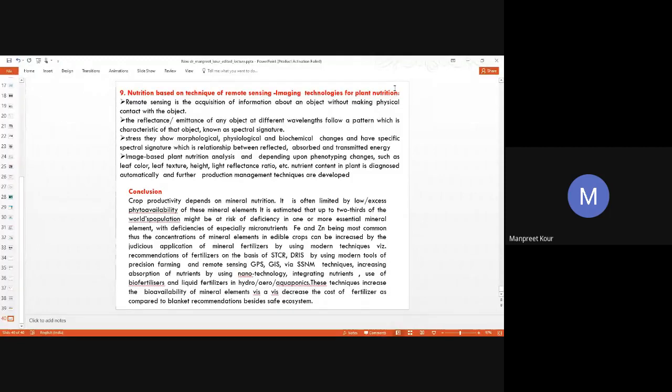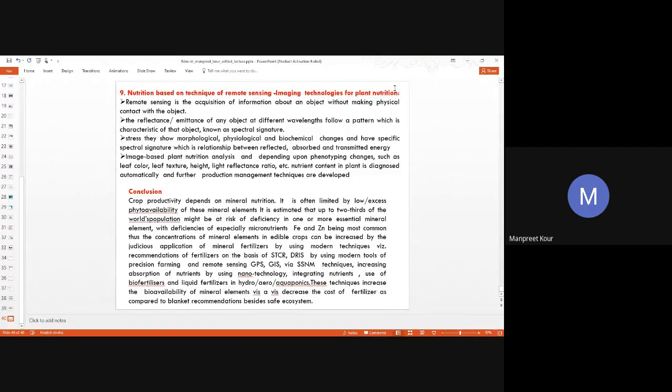How do we get information without touching? It is the principle of reflectance. Everything has its own reflected energy. For example, if we take the case of the canopy of a crop, a nitrogen-deficient or phosphorus-deficient crop has a different reflection as compared to a nutrient-rich crop.